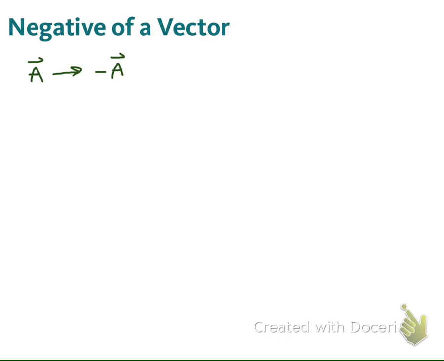By definition, the negative of A is a vector with the same length as A but points in the opposite direction. The easiest way to see this is the graphical way. This is A, and the negative of A is like this.